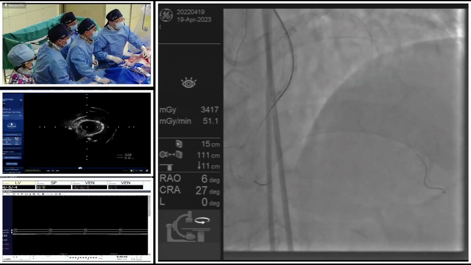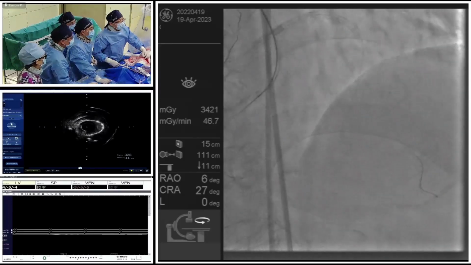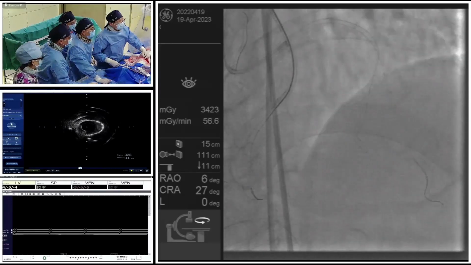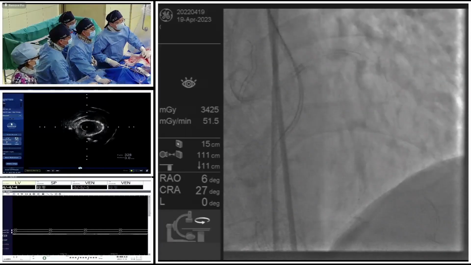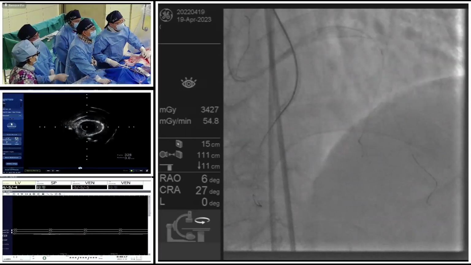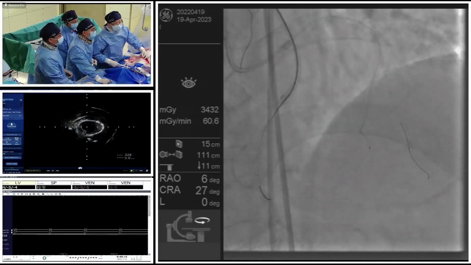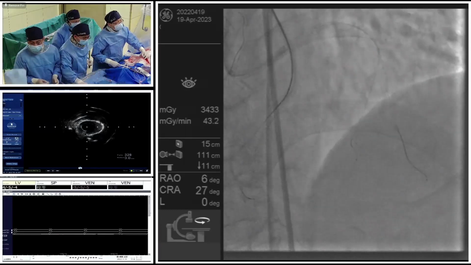If the Fine Cross couldn't cross, we still could use Corsair. Yes. Okay, advance a little bit. Okay, because we can see we can still feel resistance. Corsair please. Okay, Corsair.